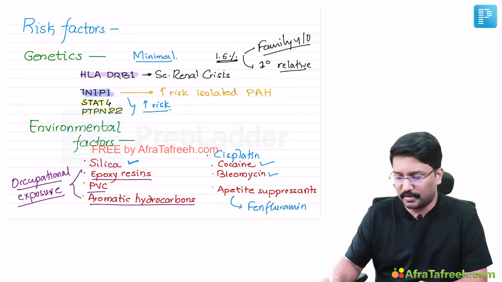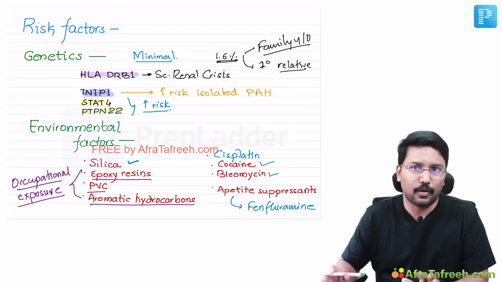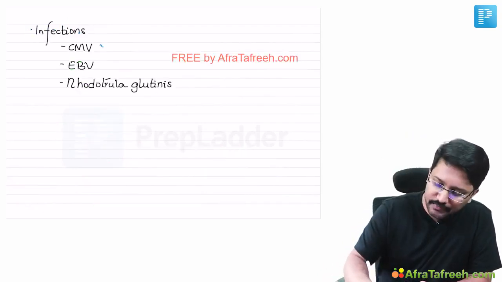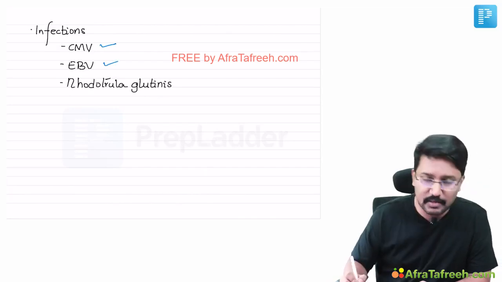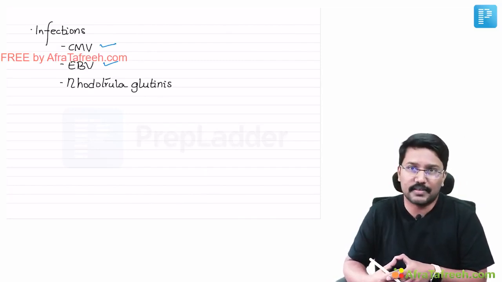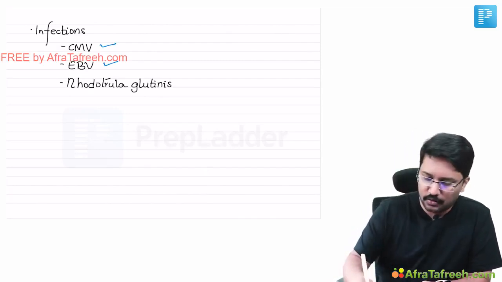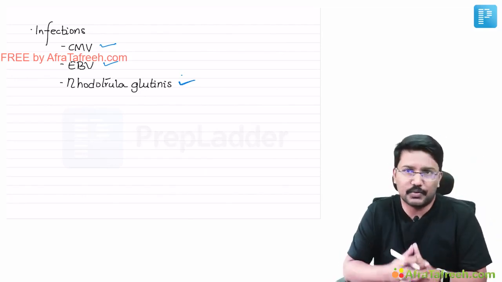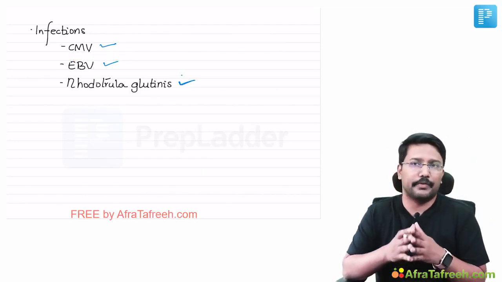These drugs have been implicated in the pathogenesis of systemic sclerosis. And also there are some associations with infections for us to remember. CMV has been implicated, Epstein-Barr virus has been implicated, and then one particular bacteria known as Rhodotorula glutinis. Difficult to pronounce. This has also been implicated in the pathogenesis. Okay. So that is about the environmental factors.